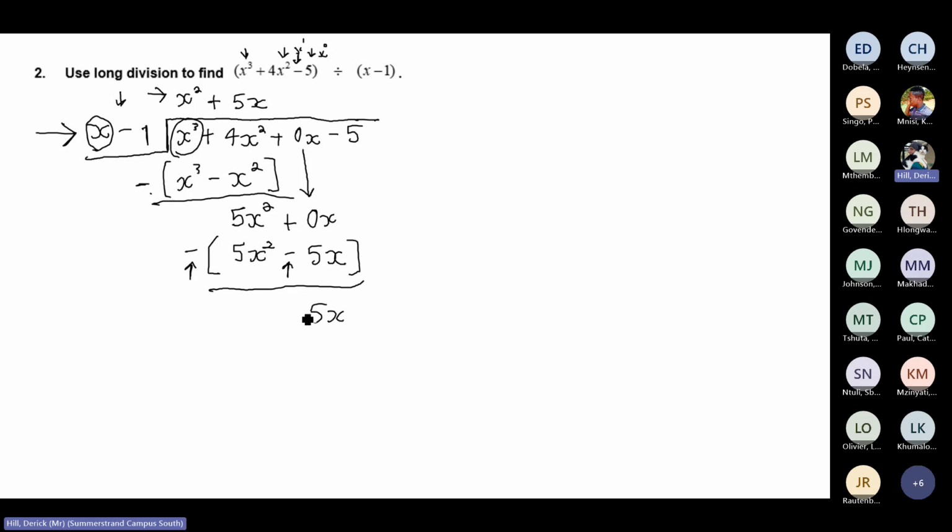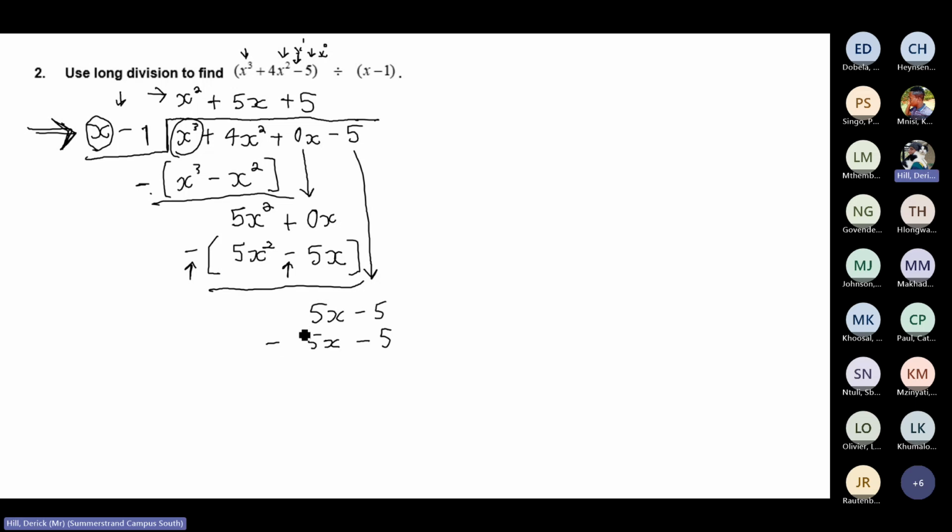Now we're looking once again at the first term of this x minus 1, which is x. And I'm asking, what is 5x over x? And that is, of course, a clean 5. Now I want to multiply 5 by x minus 1. 5 times x gives me 5x. 5 times minus 1 gives me minus 5. I'm going to bring down this minus 5. So I have minus 5 over there.